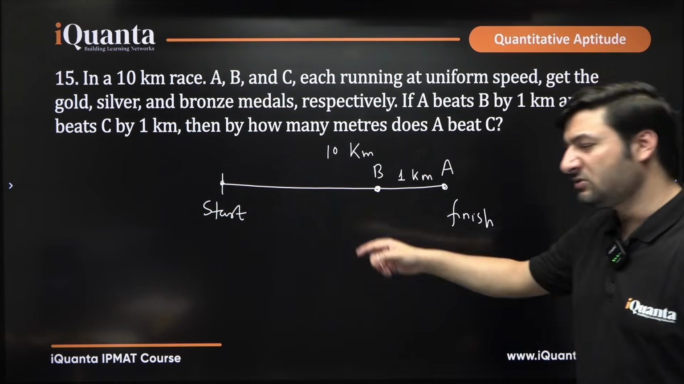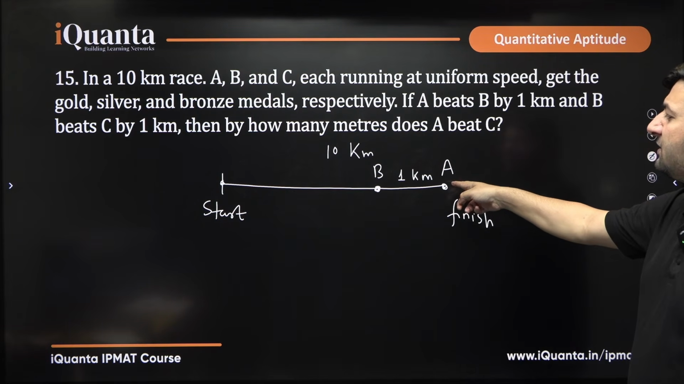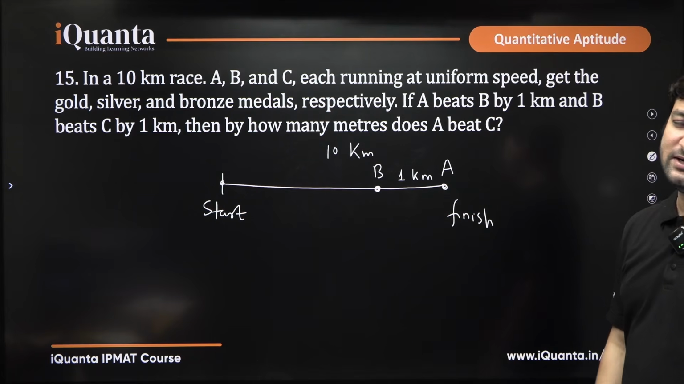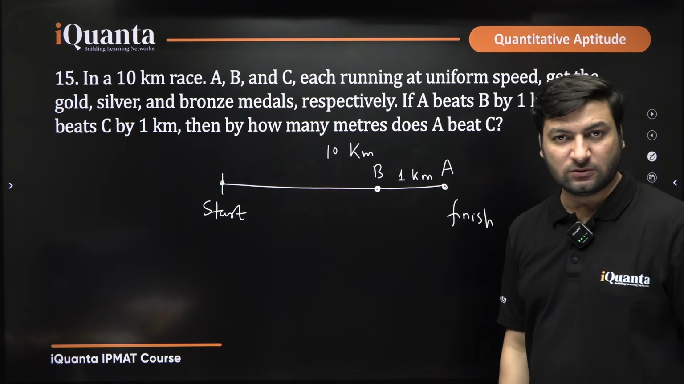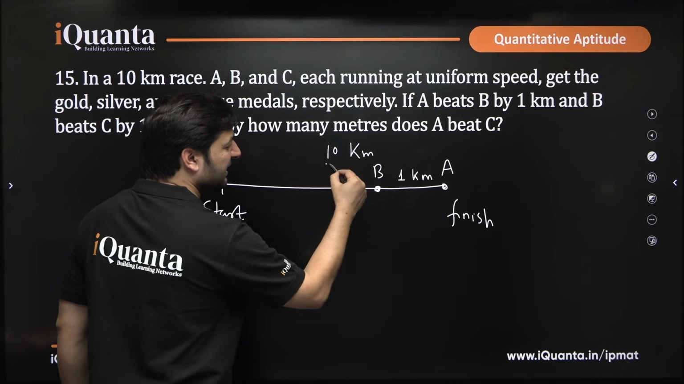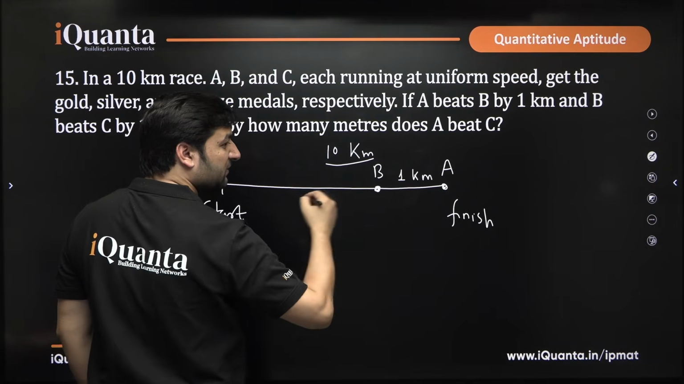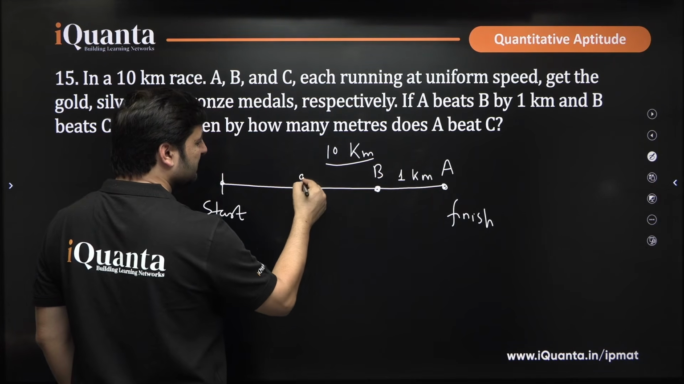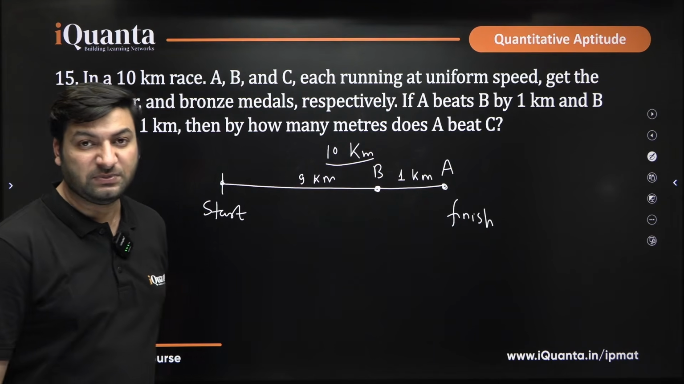So A and B both started running, and the moment A reached here, because B was slow, he could only reach here. That means in the same time when A reached here, B will be here. Yes or no? In the same time when A reached the finish, that means A did 10 kilometers, B did only how many kilometers? B is short of this entire race by 1 kilometer, so this distance is 9 kilometers. So in the same time that A could run 10 kilometers, B could run only 9 kilometers.